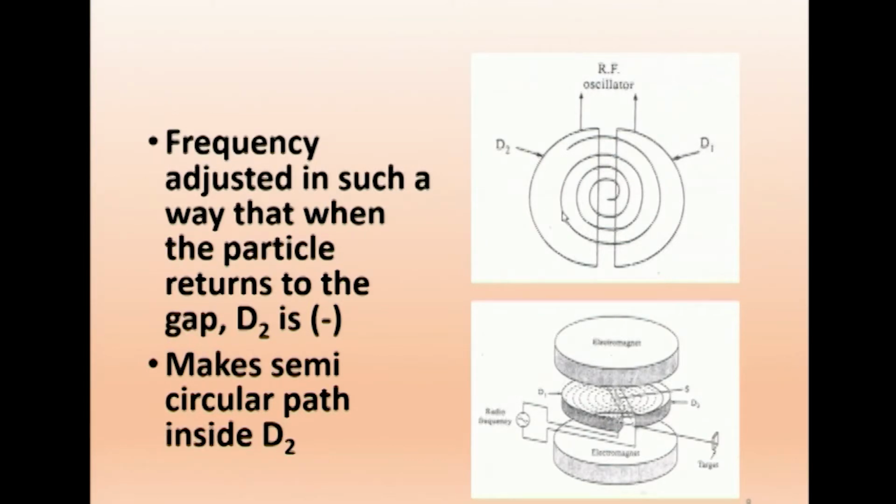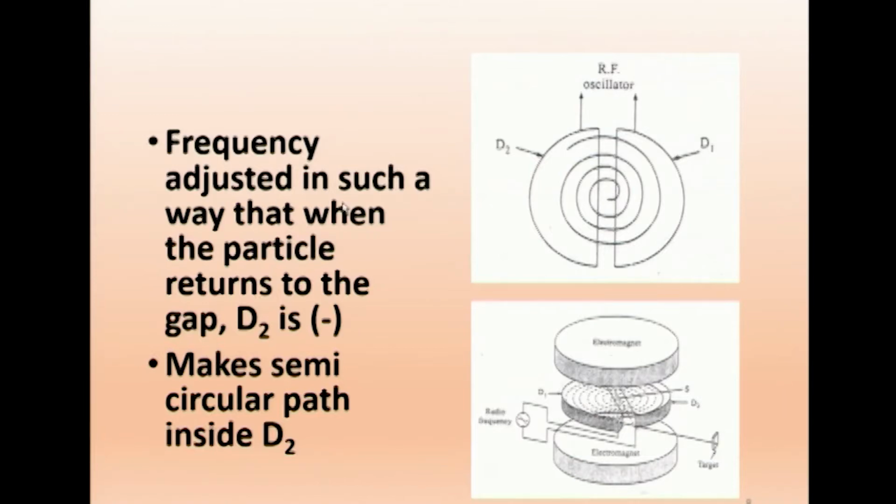Again, when it comes to this gap, this should become negative. So when it goes to this gap, this should become negative. So the time taken for the semicircular path must be equal to the changeover from positive to negative. That's what we are stating here. Frequency is adjusted in such a way that when the particle returns to the gap, D2 is negative.